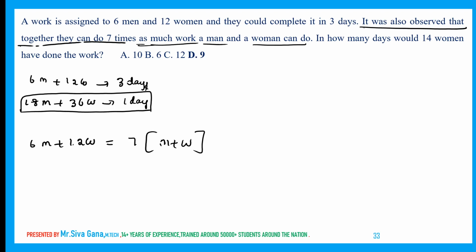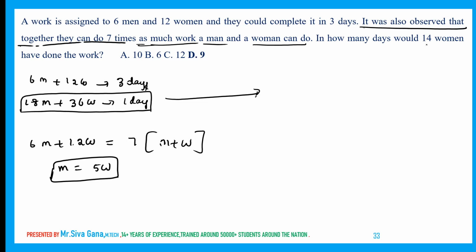Okay, from this, we get the relation between man and woman: 7 men, 6 men. So 1 man is equal to 12 minus 7, 5 women. One of the good relations that I got between man and woman is this one, right? Now I am making use of this equation.